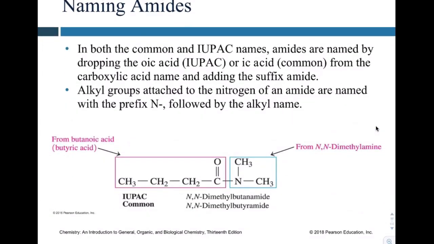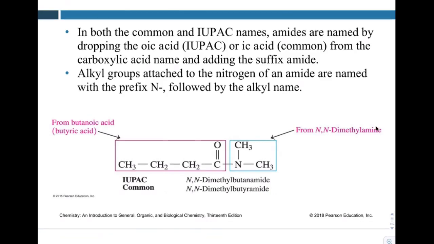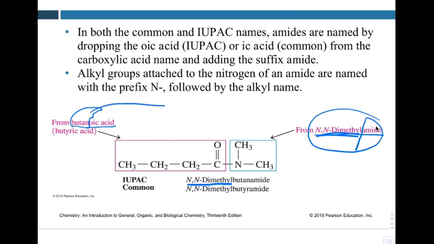So naming amides. They're named by dropping the oic acid and adding amide. And so here, let's look at this. We got butanoic acid and N,N-dimethylamine. We keep the whole amine name except for the word amine. So N,N-dimethyl, and then we add butanoic acid, drop the oic, so that's going to go here. And we're going to add the word amide.